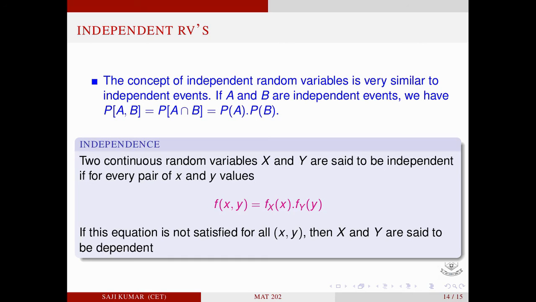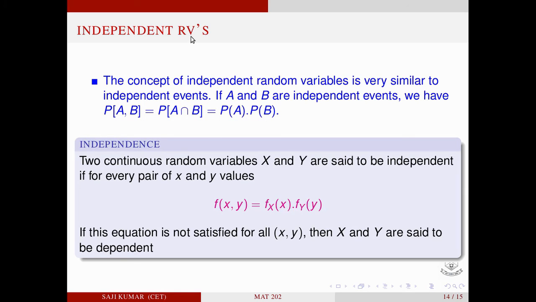Similar to the discrete random variable case, here also we can have the independence of continuous random variables, and this concept is similar to the probability theory. If A and B are two independent events, then probability of A and B, or probability of A intersection B, is equal to P of A into P of B.